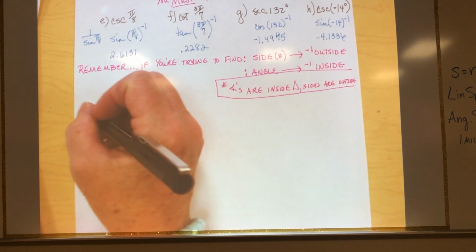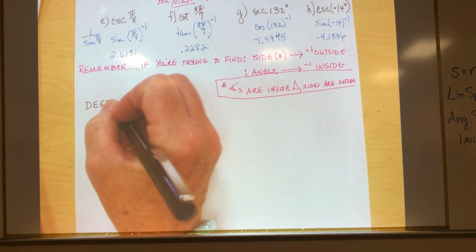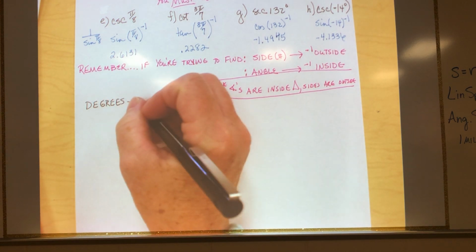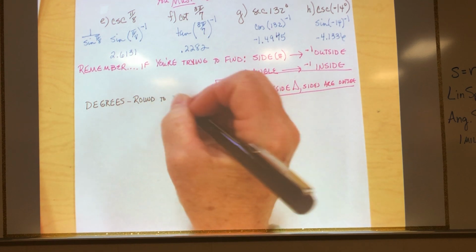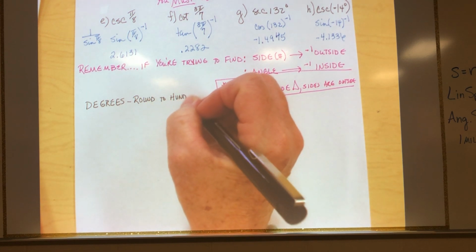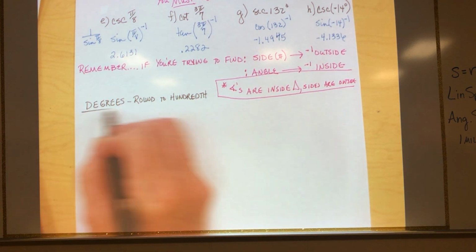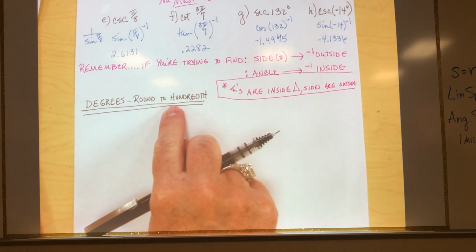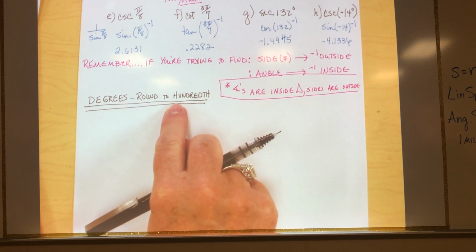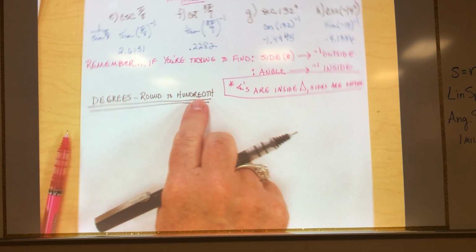We're going to find all these angles, and I want them in degrees. And I want them rounded to the hundredth. Round to the hundredth, what does that mean? Two decimal places, because 100 has 2 zeros.